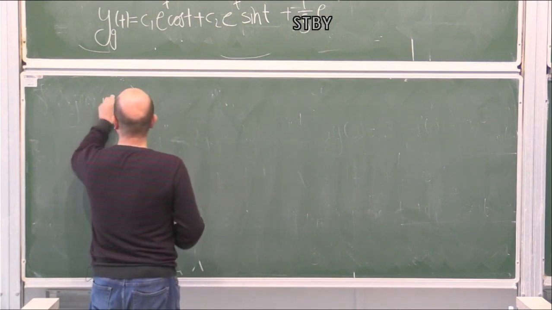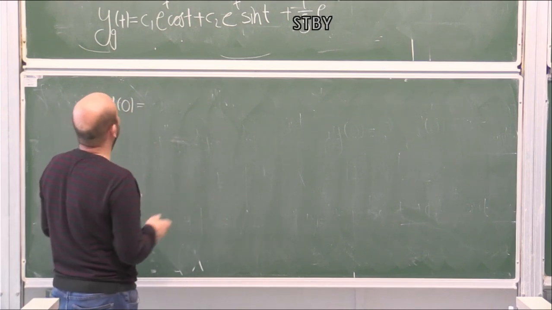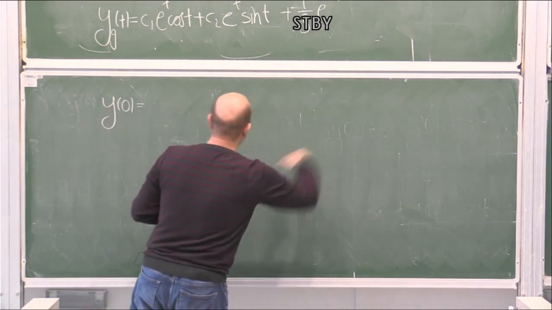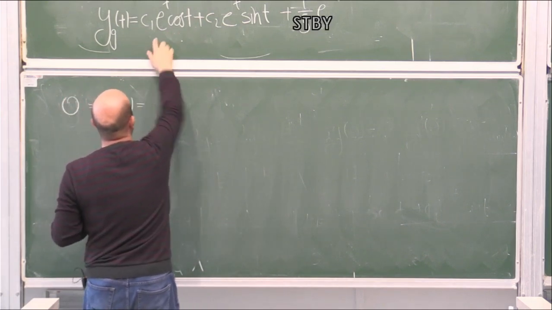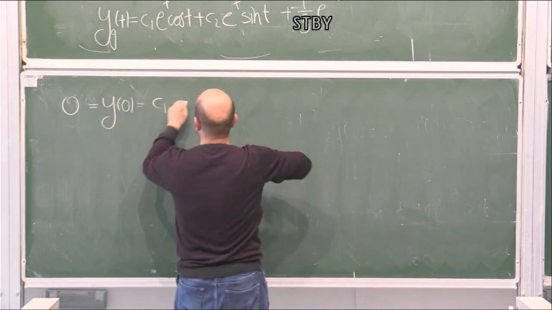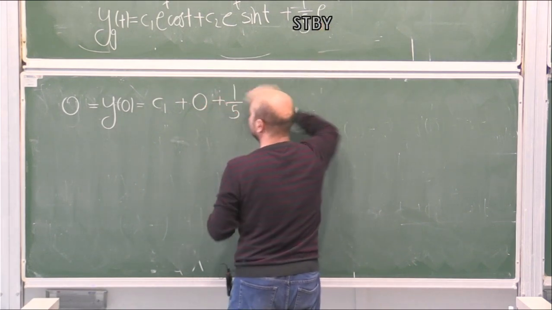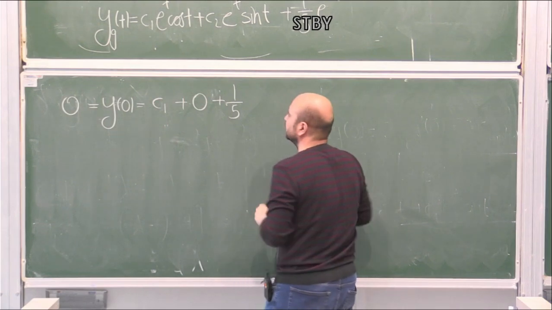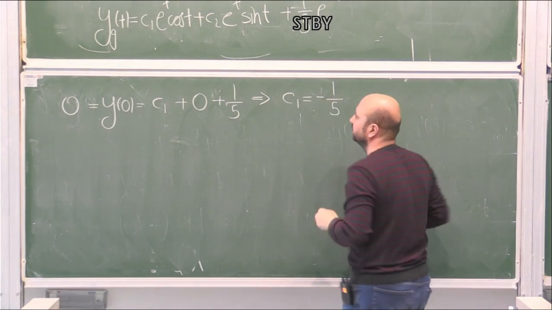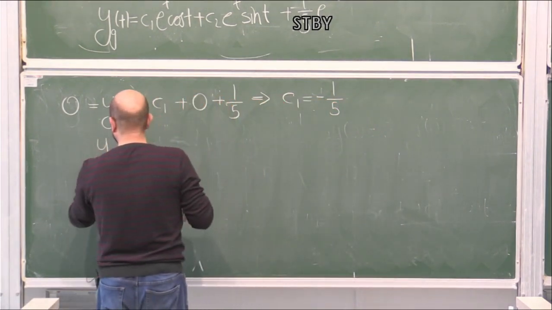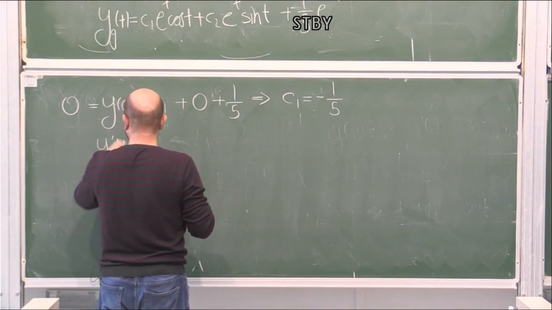The first initial condition says, I erased the problem, so you can read from here, y of 0 is 0. If you plug in 0 in your general solution, cosine 0 is 1, so we get c1. Sine 0 is 0, so we have 0. And e to the 0 is 1, plus 1 over 5. So c1 plus 1 over 5 must be 0, which says that c1 is equal to negative 1 over 5.